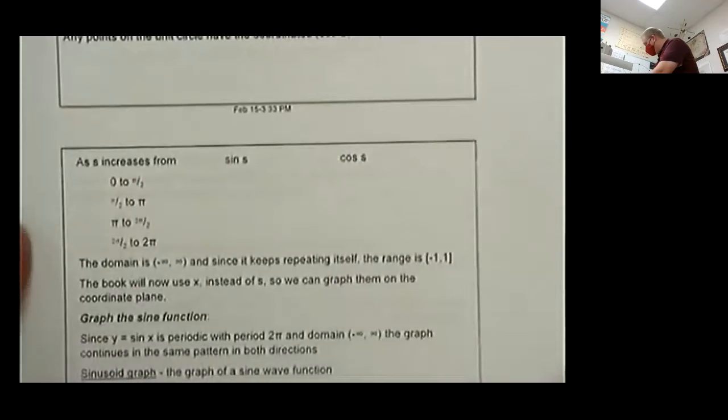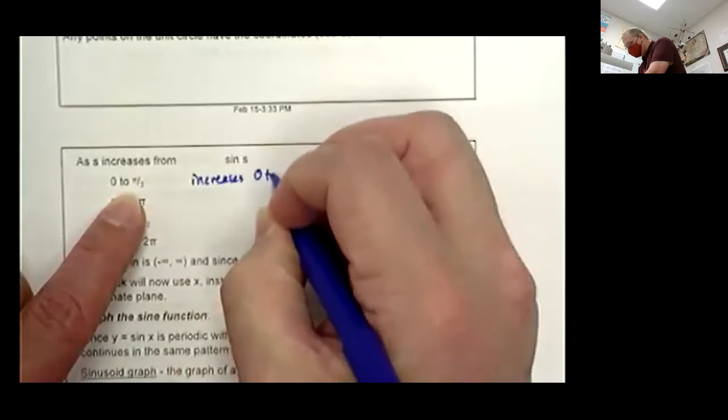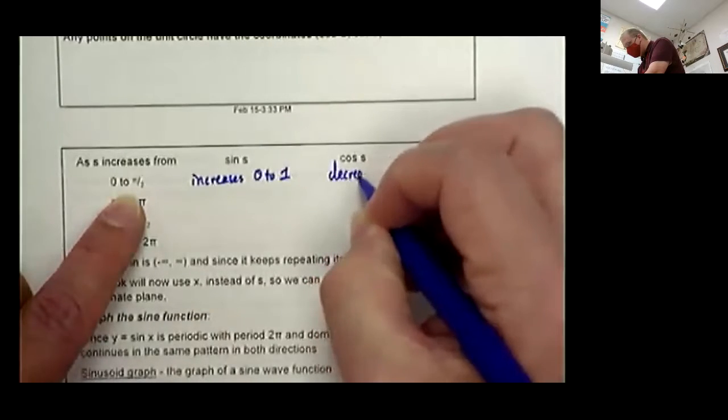But as we're on the unit circle, we're going from 0 to pi halves, right? From 0 to 90. What does sine of s do? Sine of our angle, we're in radians with s. That increases from 0 to 1. What is cosine of s doing? Well, that's decreasing from 1 to 0. What if we look at pi halves to pi?